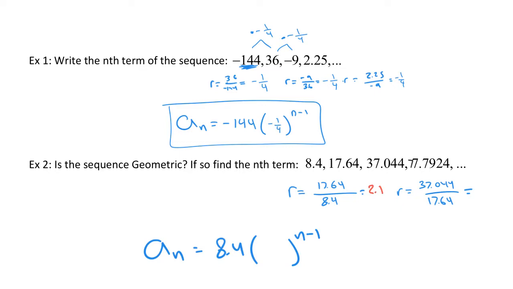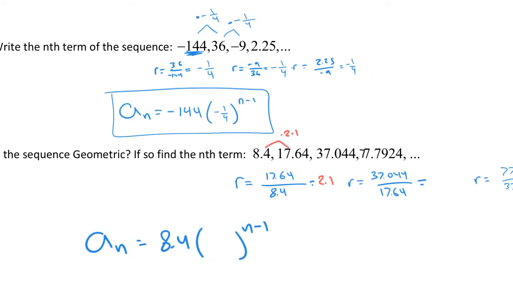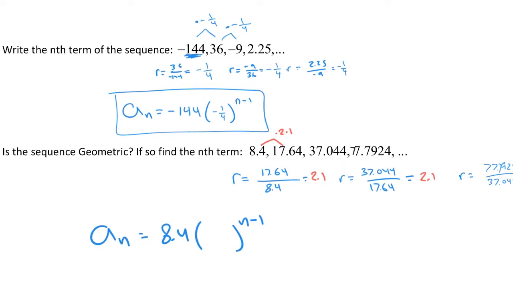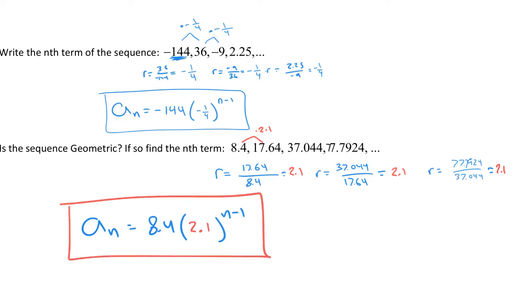And if we do the same thing, that doesn't confirm this is geometric just because this times 2.1 equals 17.64. It doesn't mean the next one works. So we got to check all of them. 37.044 divided by 17.64, yep, that's 2.1 also. And if we did the last one, we'd find that it's 2.1. So we now know our common ratio is 2.1, so I can make my nth term 8.4 times 2.1 raised to the n minus 1.